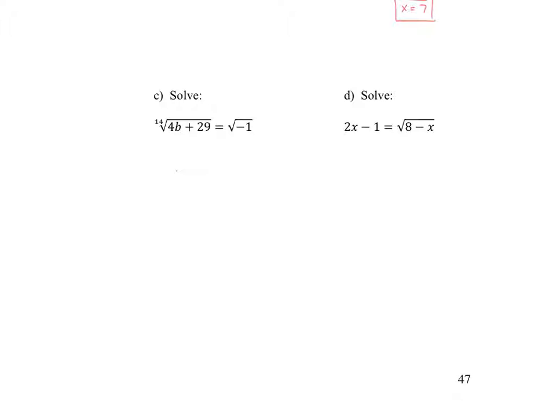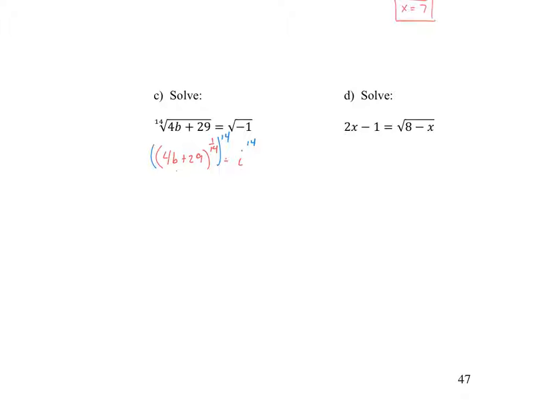So before I do anything, I'm going to make sure that I write this as 4b plus 29 to the 1/14th power. And on the other side, I've got the square root of -1, which looks pretty ominous, but we remember that that's really just i. So make sure to make that substitution, otherwise your life is going to become difficult. Now to get rid of that 1/14th, the power that I need to raise everything to is going to be 14. I just have to make sure that I do that on this side as well. Raise i to the 14th power.